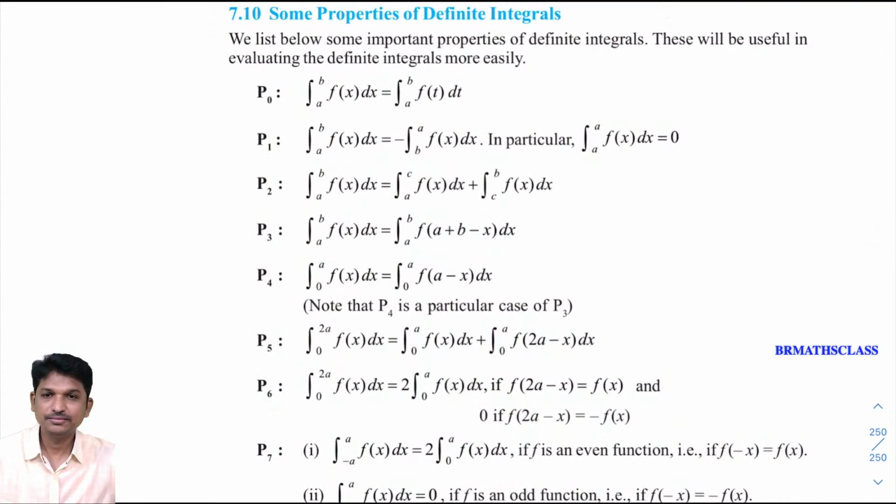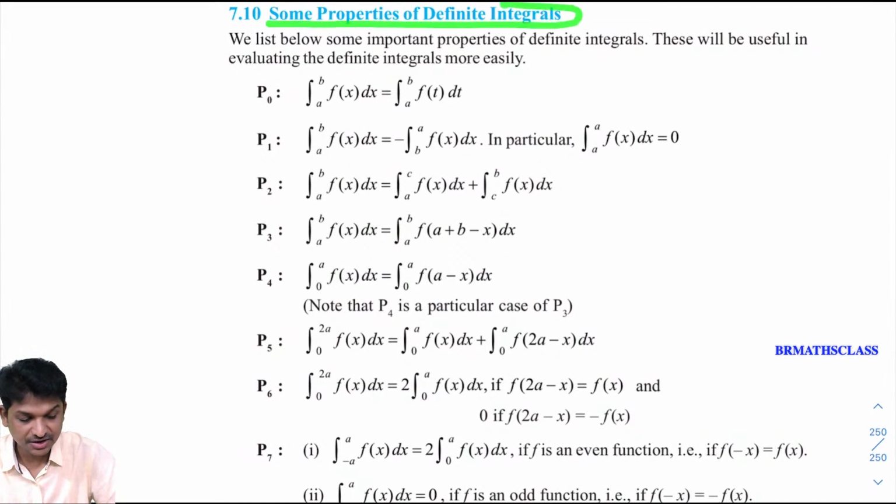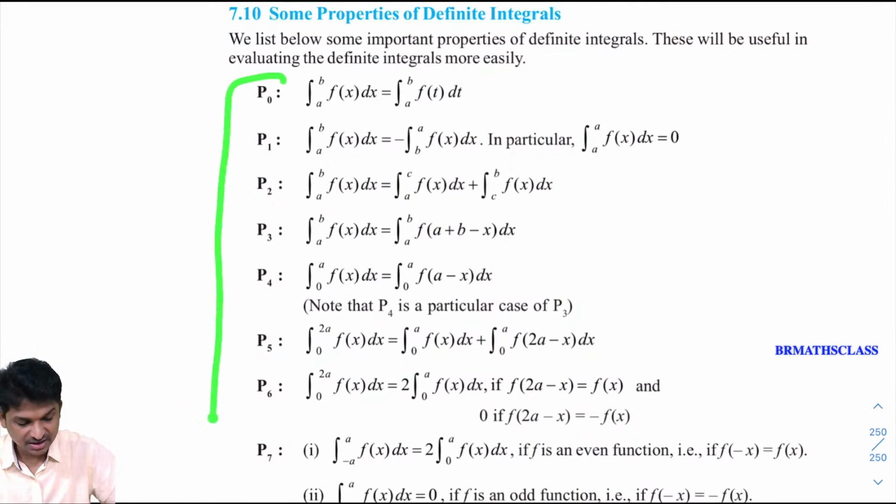So, in this class, what are the things I am going to explain? Look here. What is this? Some properties of the definite integral. Total how many properties are there? Actually, they are given from P0 onwards.